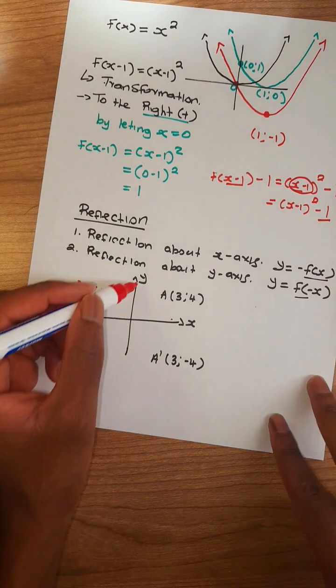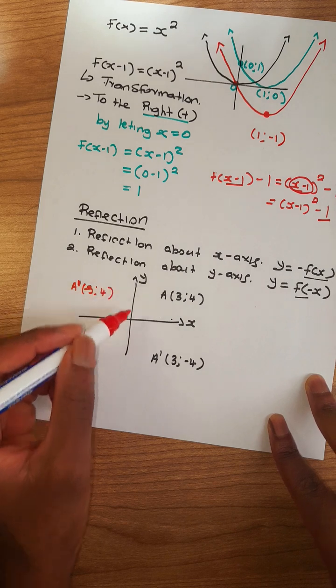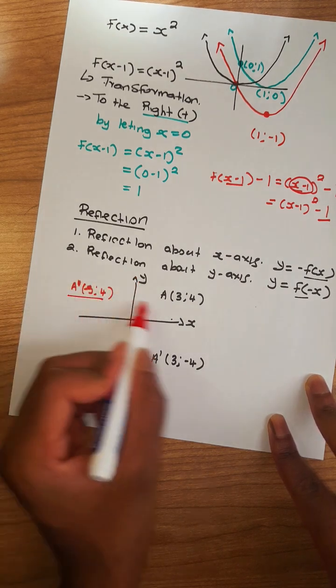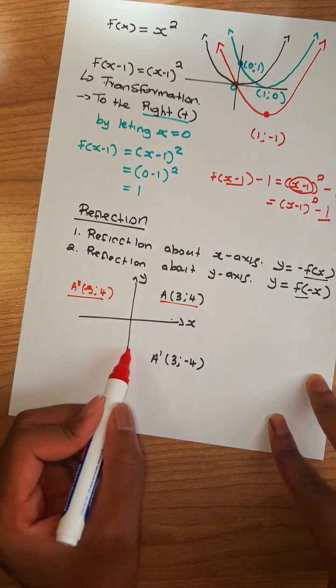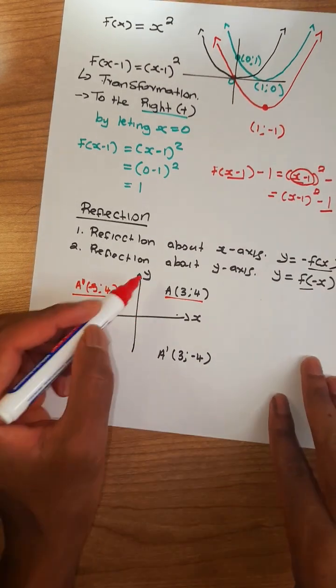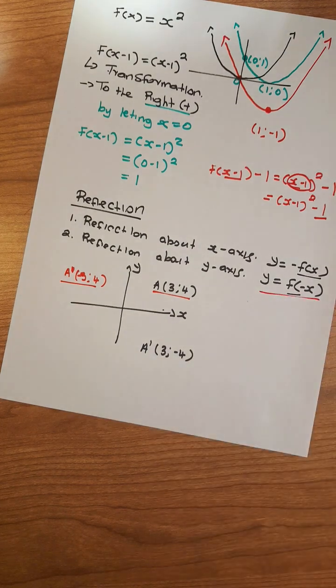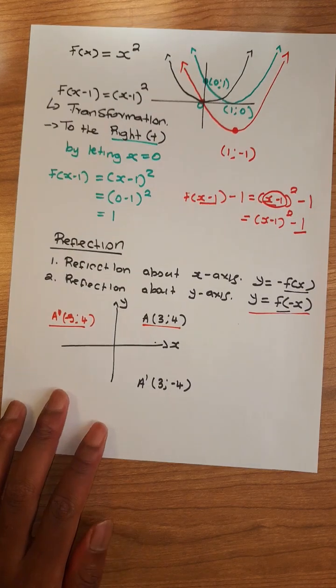So this is the reflection about the y-axis, because the line that is actually in between these 2 points is the y-axis. So we have reflected this point about the y-axis. So this is the concept of the reflections. This is what we mean by the reflections. I hope that you guys have actually grasped that.